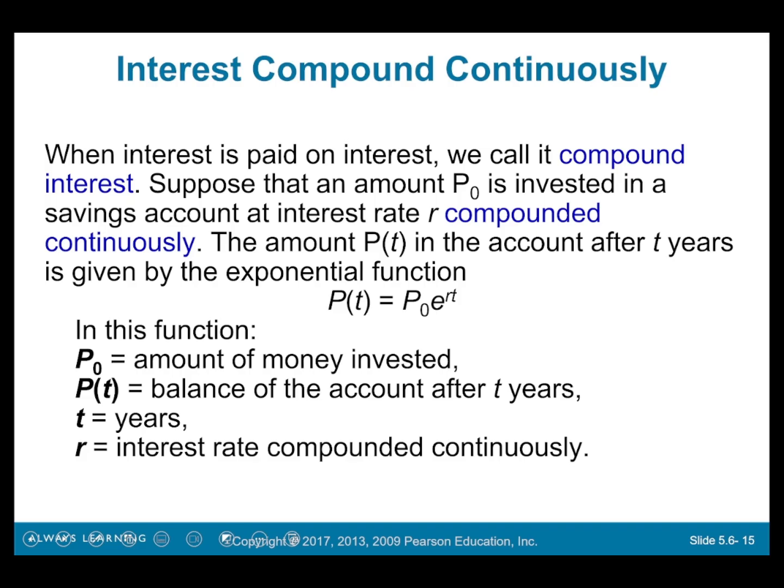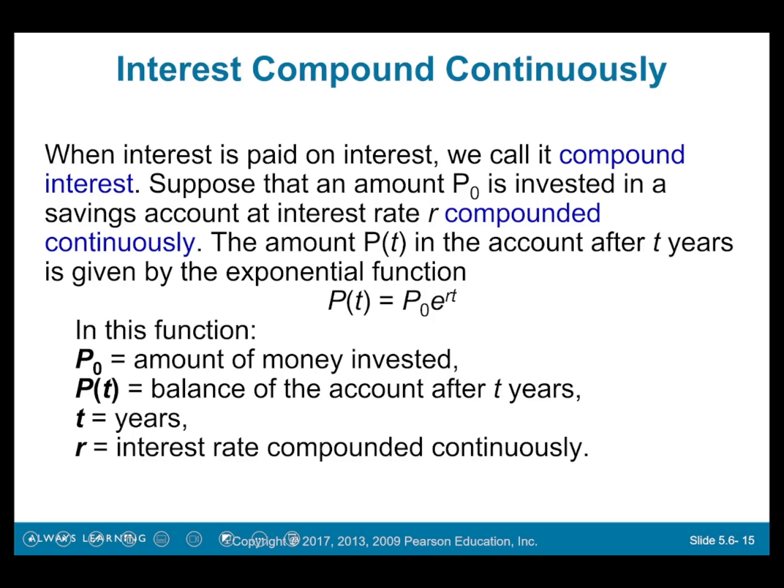So now let's see a different application of our PERT equation. When interest is paid on interest, we call it compound interest. It's a really nice thing in your bank account if you get to collect interest on interest that the bank has already given you. So suppose that some initial amount, P0, is invested in a savings account with interest rate R, and it's compounded continuously. So interest is always being paid on that interest.